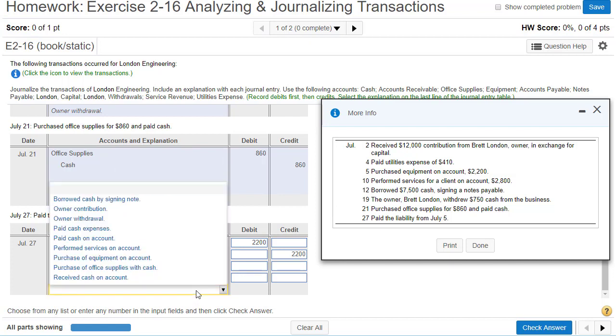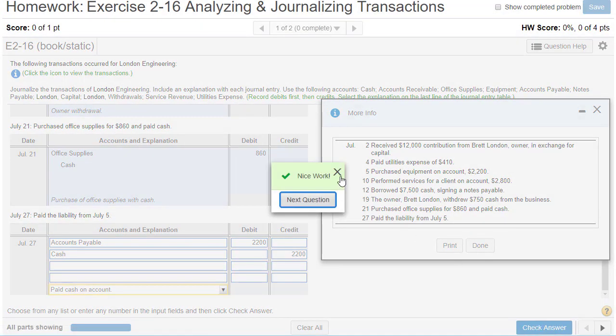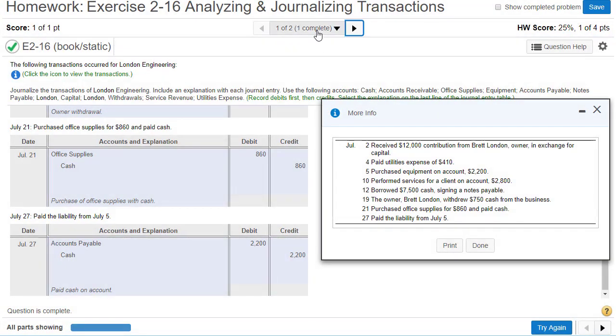And our explanation is paid cash on account. It just means we're paying off some of our accounts payable. And that's it. Now don't forget, do the other version with the random numbers.